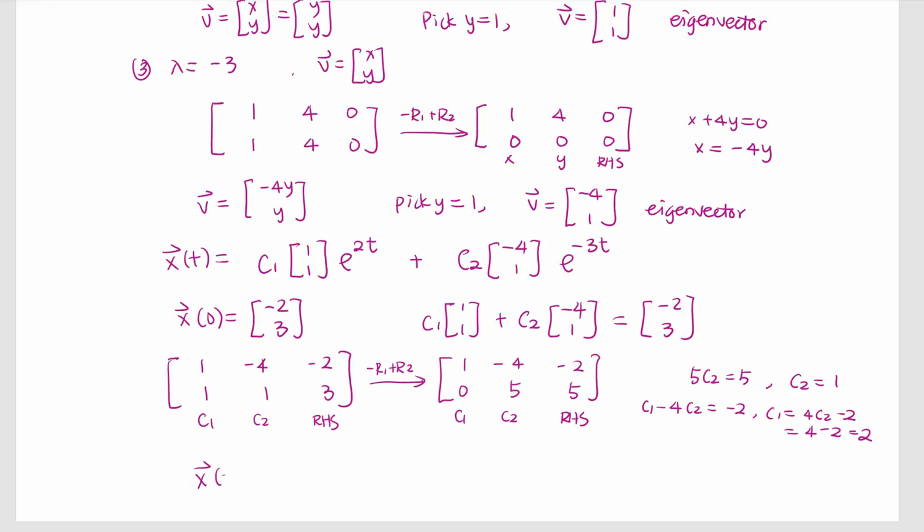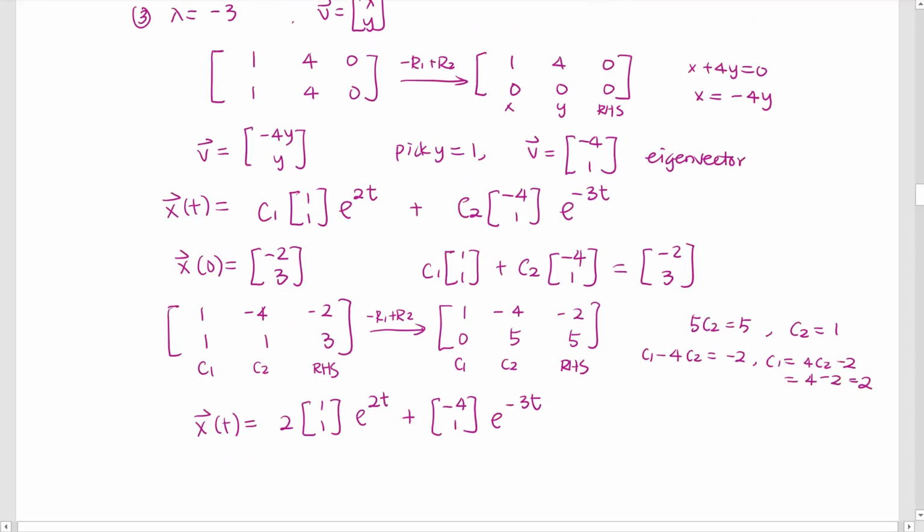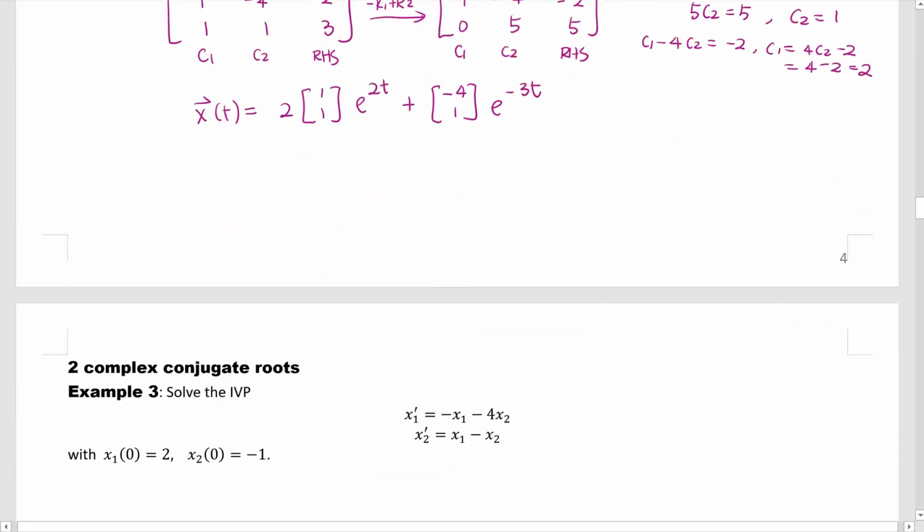So what is our solution? Our solution, C1 is 2. So 2 times 1, 1, e to the 2t, plus C2, C2 is 1, times negative 4, 1, e to the negative 3t. So this is our answer. So far, so good, everybody? Yes. So here are the two real root case. Alright. In video part B, we're gonna talk about two complex root case. Okay, let's continue on in video part B.